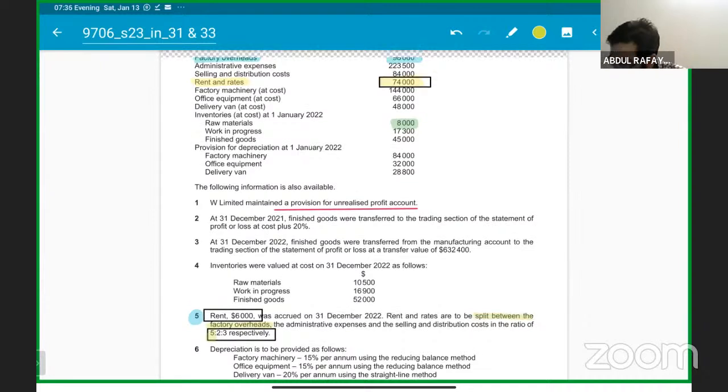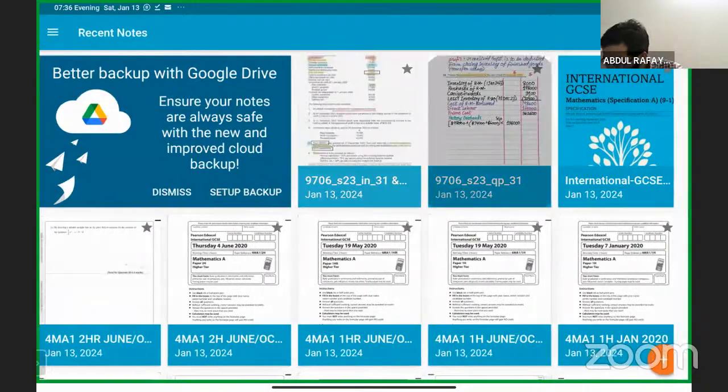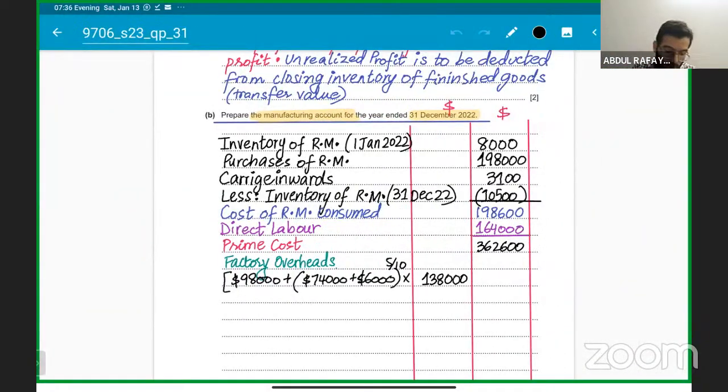Factory overheads, we have already 98,000 were the factory overheads, and we got 40,000 more. So that's why it becomes 98,000 plus 40,000. It becomes 138,000. Everyone got it? How we got the factory overheads?